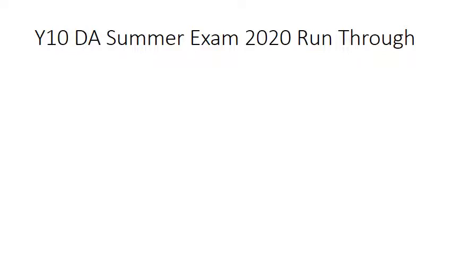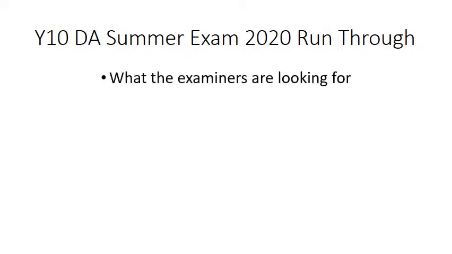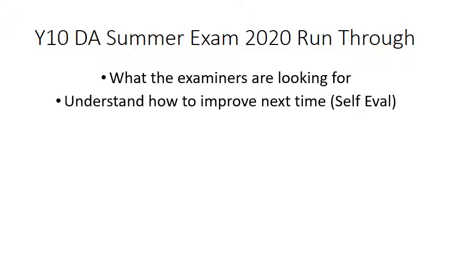Hello, Y10. This is going to be your exam run-through for double award. In this run-through, you're going to find out what the examiners are looking for. So you'll see the mark scheme, and you'll see what examiners can allow and what they don't allow. You'll understand how to improve for next time. And at the end of this, you'll do a self-evaluation form, and that will help you to identify the areas that you didn't do so well on, and it will help you to prepare for your Year 11 GCSEs.